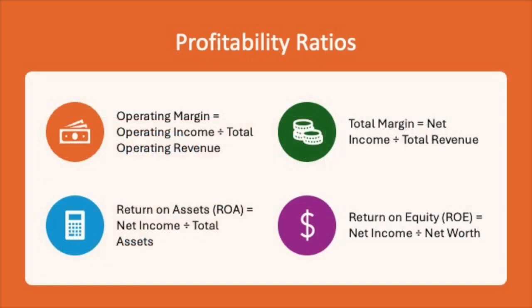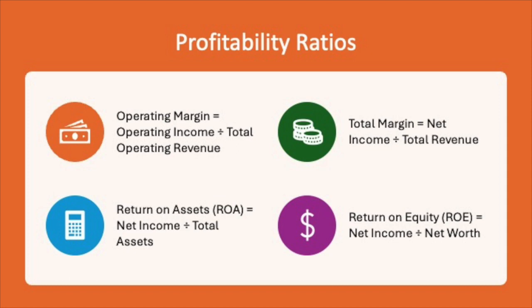First up, profitability ratios. These ratios measure your organization's ability to generate profits relative to its revenue, assets, or equity. There are four key profitability ratios you should know: operating margin, total margin, return on assets, ROA, and return on equity, ROE. Operating margin measures the proportion of revenue that remains after deducting operating expenses. The formula is simple: operating income divided by total operating revenue.